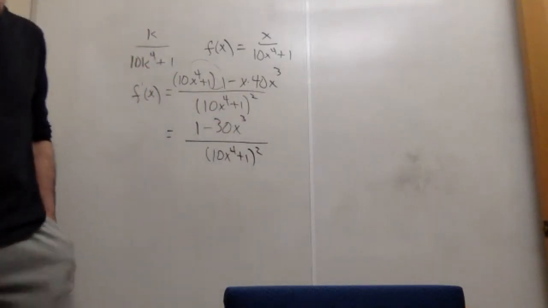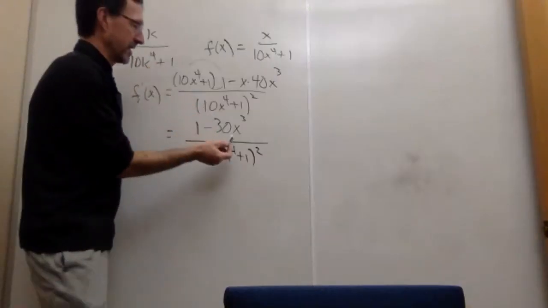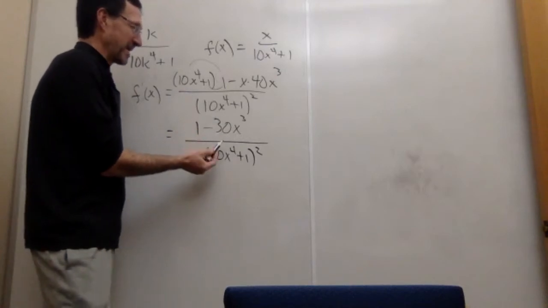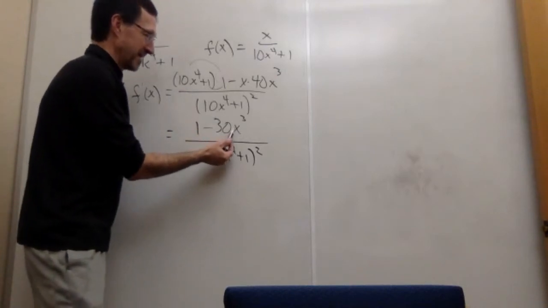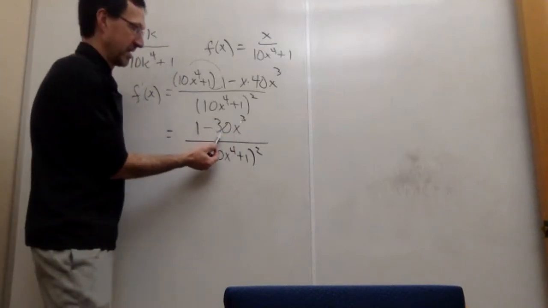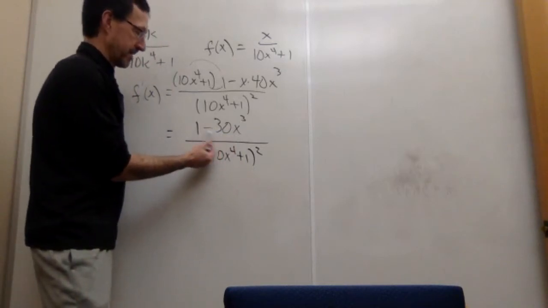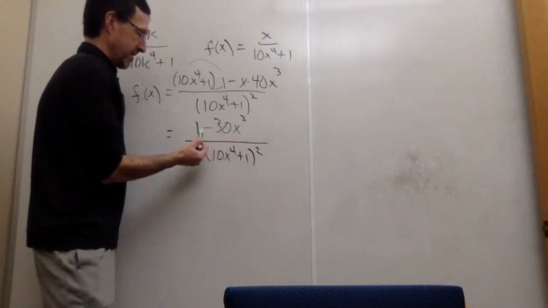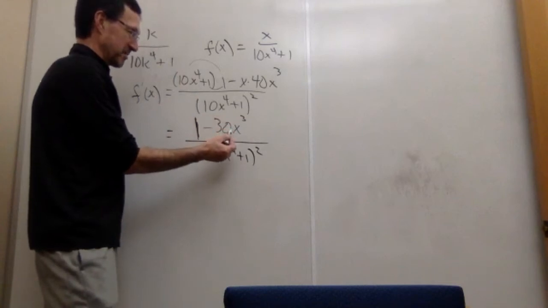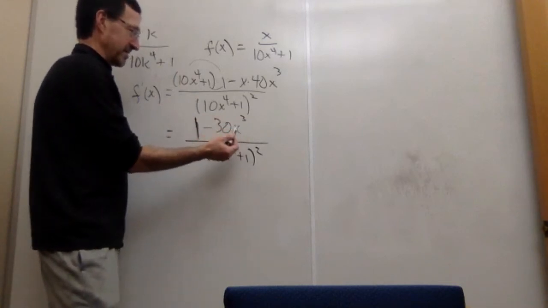So pretty clearly, this is going to turn negative. In fact, it's probably negative from the get-go for us. That is, as soon as x cubed becomes bigger than 1/30th, this thing's negative. This guy's a constant, and we just need to make this bigger than 1. And it is from the beginning.